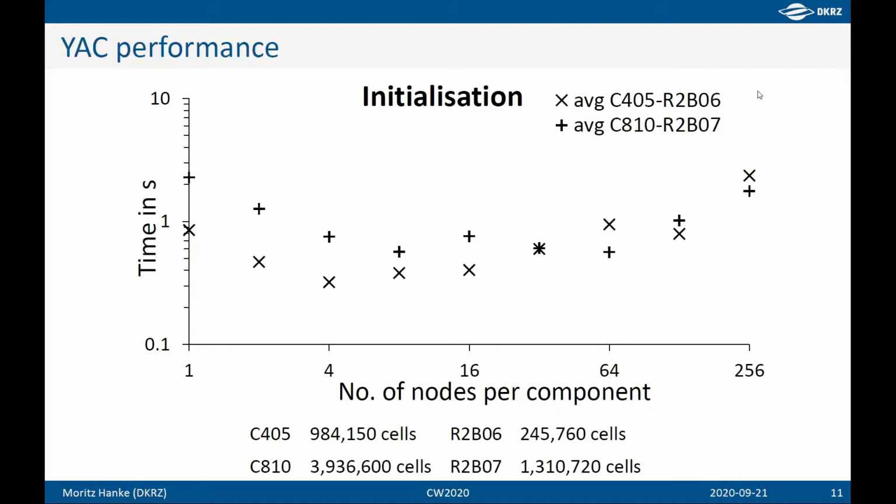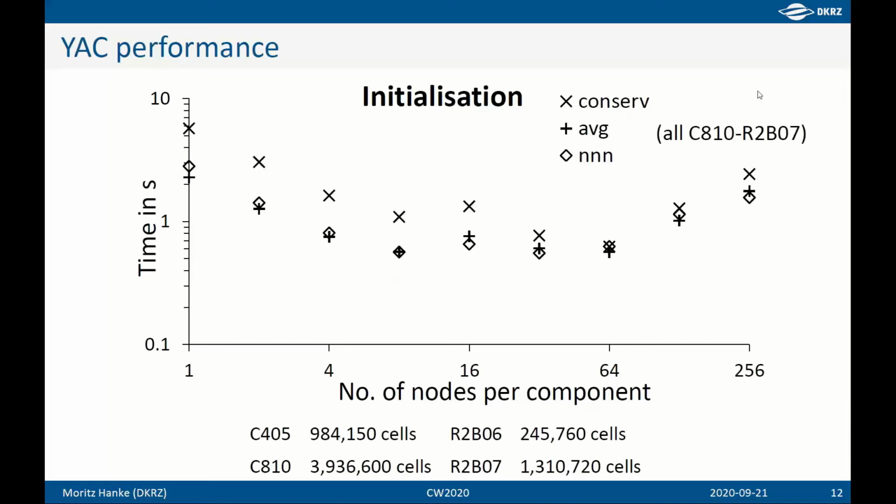The horizontal axis shows the number of nodes per component. If you want the number of processes, you have to multiply that by 24. As you can see, the initialization time is, from my perspective, reasonable across the whole bound. And with increasing processor counts, the grid resolution doesn't matter so much anymore, because the communication is the limiting factor. I also tested for the high resolution test case different interpolation methods, and as you can see, conservative is obviously a lot more costly, but I think initialization time is still quite low.